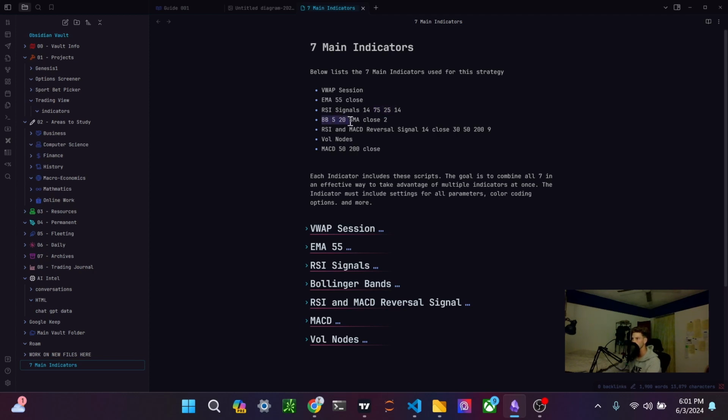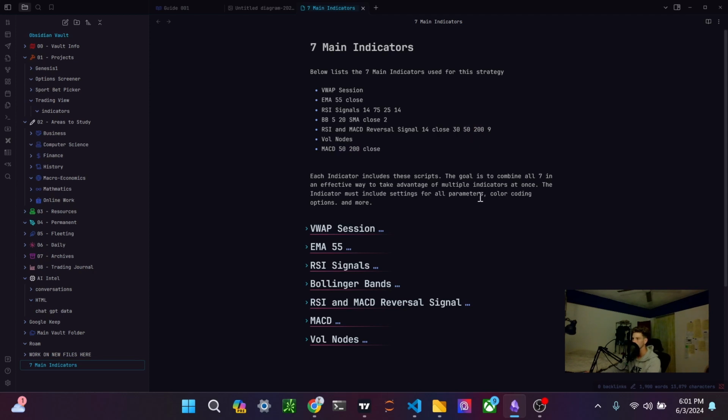We have the Bollinger Bands being calculated. We have an RSI and a MACD reversal signal being calculated. Okay, we have also a custom script that detects volume nodes, low volume and high volume events. We also have just a regular old MACD on custom fast and slow lengths, 50 and 200, which I personally like and have up here as well.